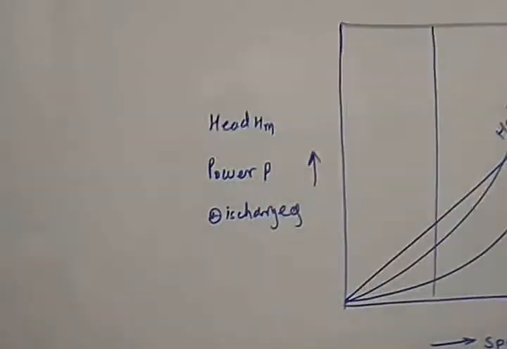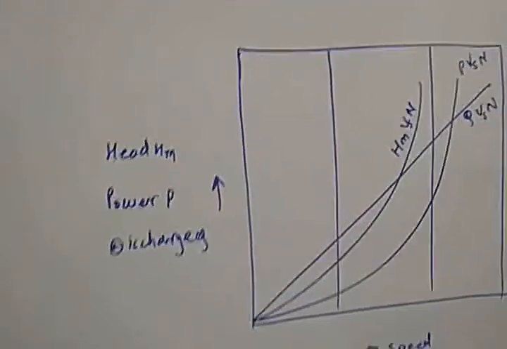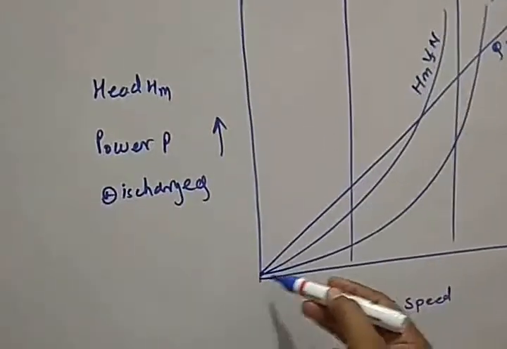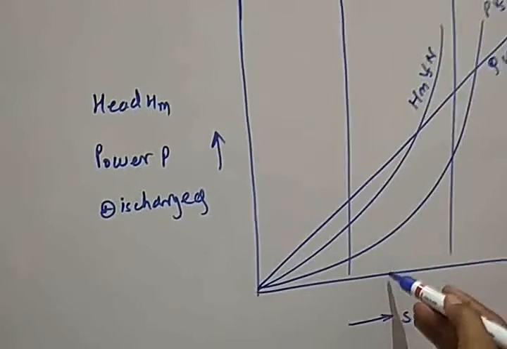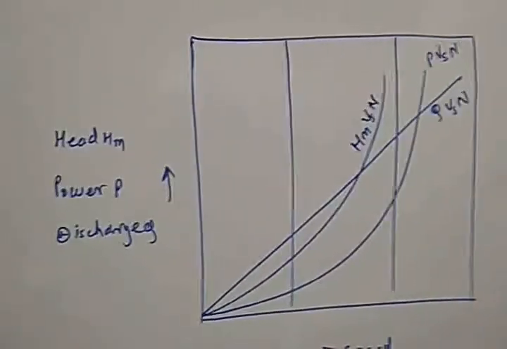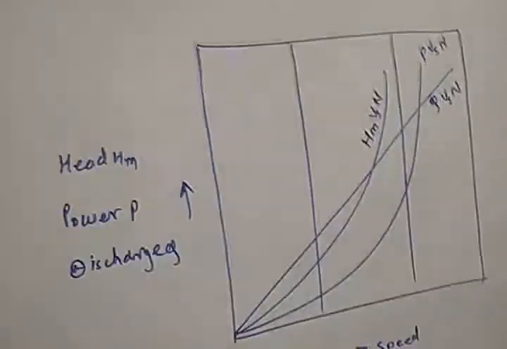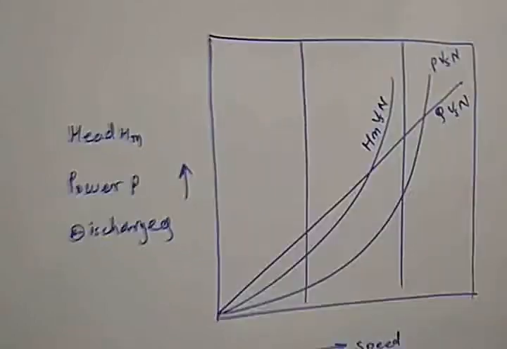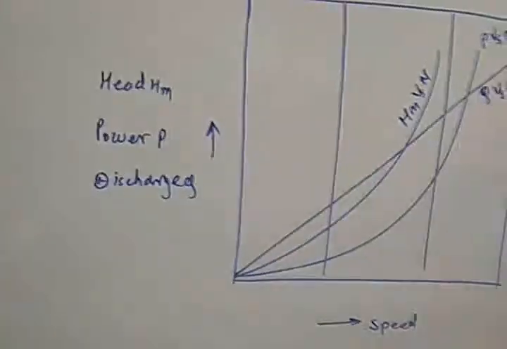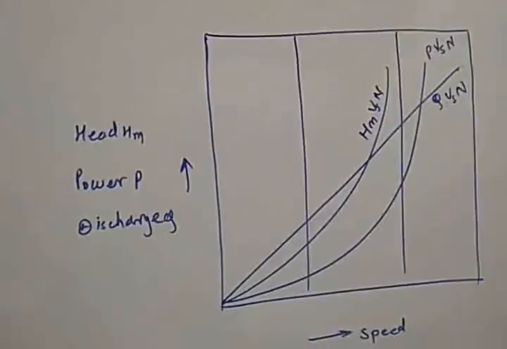Now in the next case, the Q will be maintained constant, that is the discharge will be maintained constant, and the HM versus speed plot will be drawn. So from this, for what head, what will be the speed and what will be the discharge that we will be getting. Now as HM versus N, HM is proportional to N square, hence this particular curve is a parabola. Similarly, P is proportional to N cube, hence this is again a parabola.